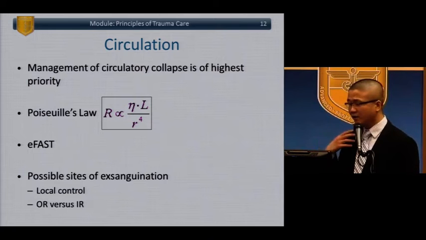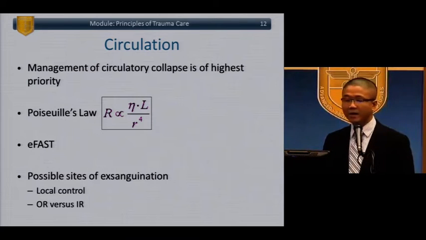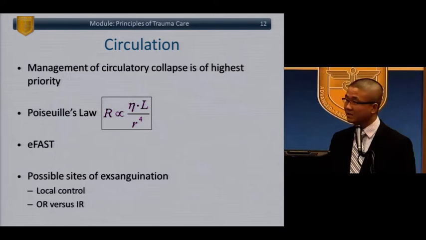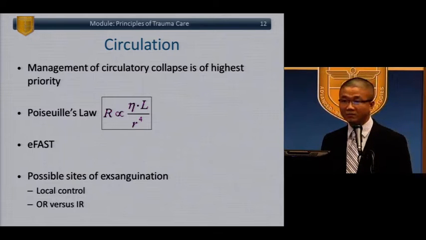And so if I were you and the scenario came up that the EFAST was initially negative and the patient continues to be hypotensive, and DPL is one of the options prior to going to exploratory laparotomy, I would consider using DPL to confirm whether or not it's truly intra-abdominal hemorrhage.